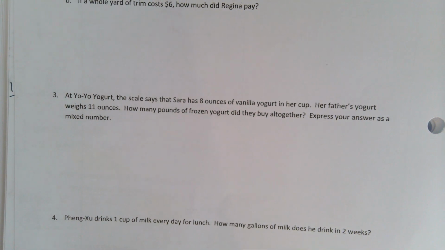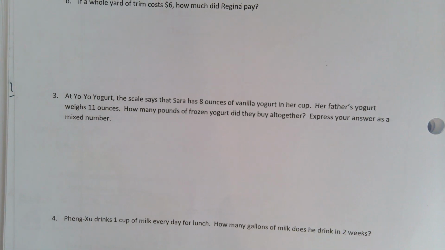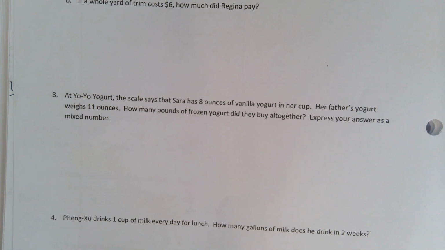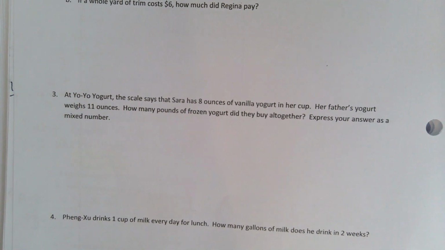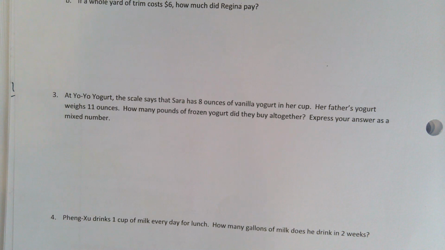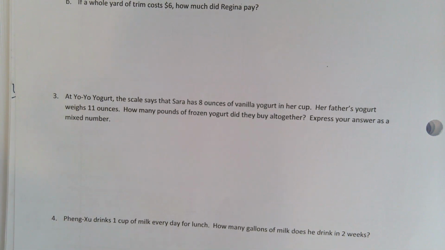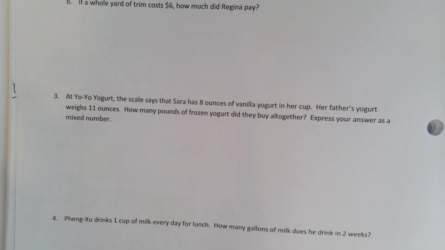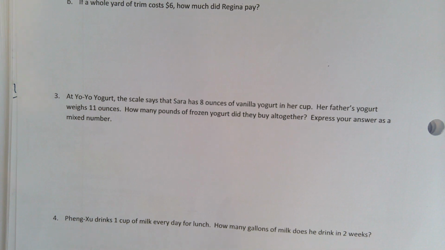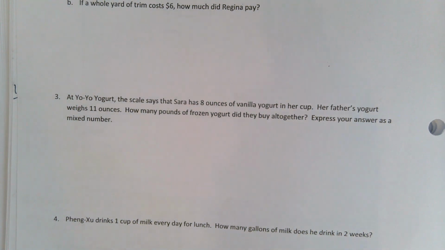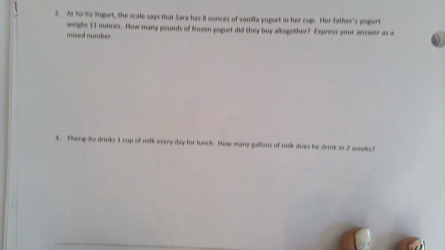At Yo-Yogurt, the scale says that Sarah has 8 ounces of vanilla yogurt in her cup. Her father's yogurt weighs 11 ounces. How many pounds of frozen yogurt did they buy altogether? So how many ounces in a pound? Express your answer as a mixed number. So going back to what you know, ounces in a pound.